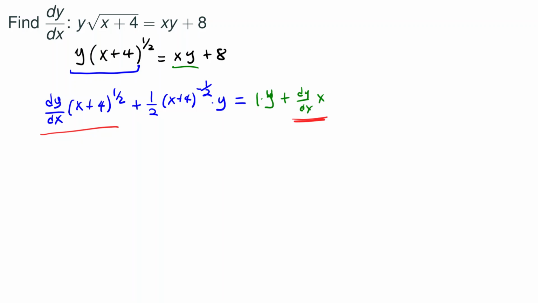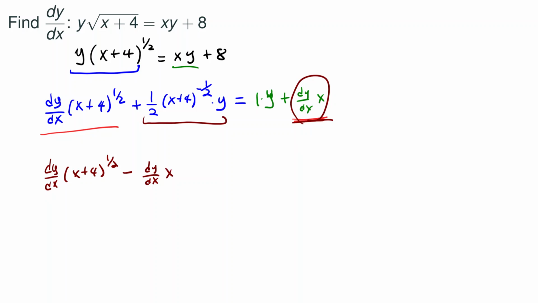So what we do is let's subtract this both sides. So we have dy/dx (x plus 4) to the half power minus dy/dx times x. So I subtract this both sides. And on the other side, I'm actually going to subtract this both sides. So equals y minus this. So this will go away from the left side, only stays on the right side. Half. We can rewrite this as half times 1 over x to the half power times y.